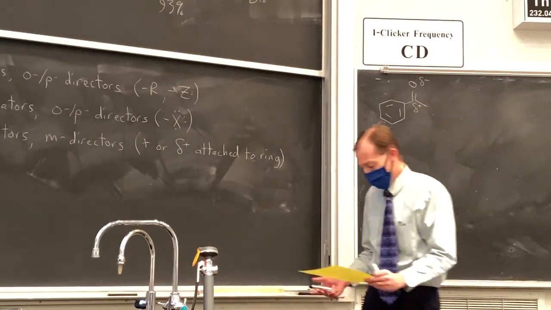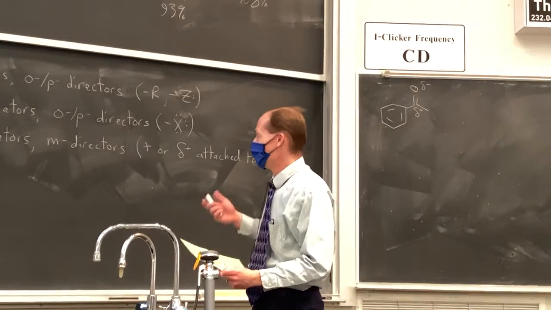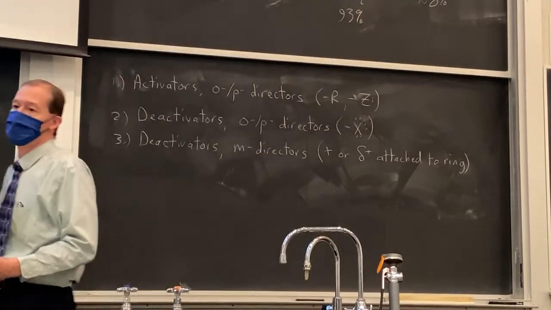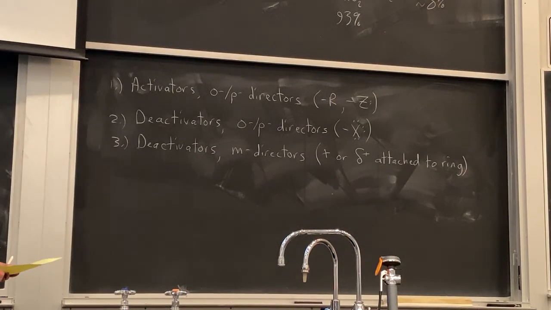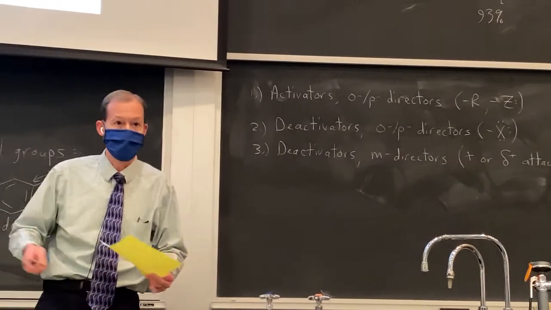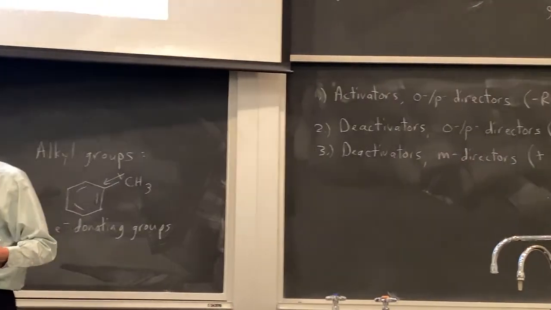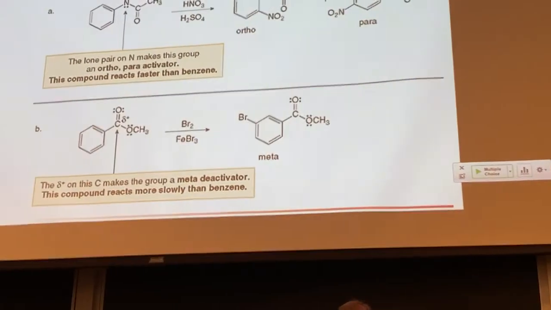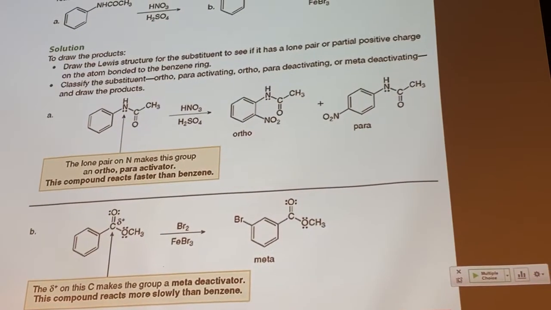All right, so we see that there's only one type of activator. All activators will be ortho-para directors. And then we see that our deactivators can either be ortho-para or meta. Okay? So let's look at a sample problem here. This is actually two sample problems rolled into one.